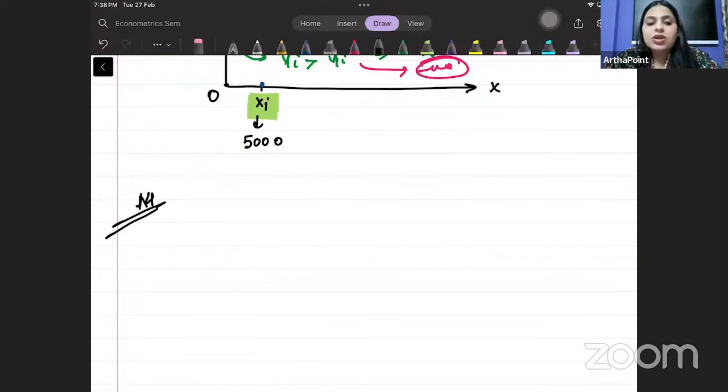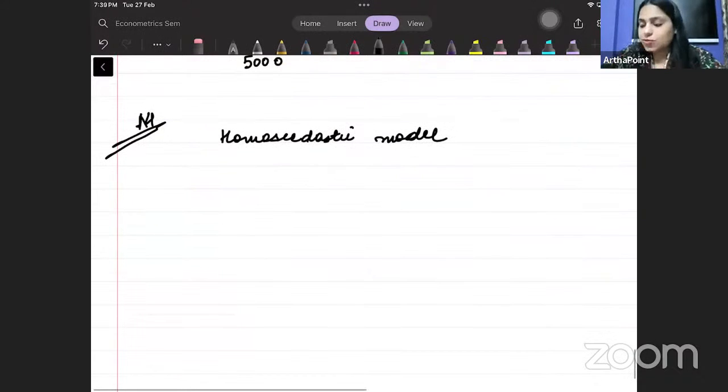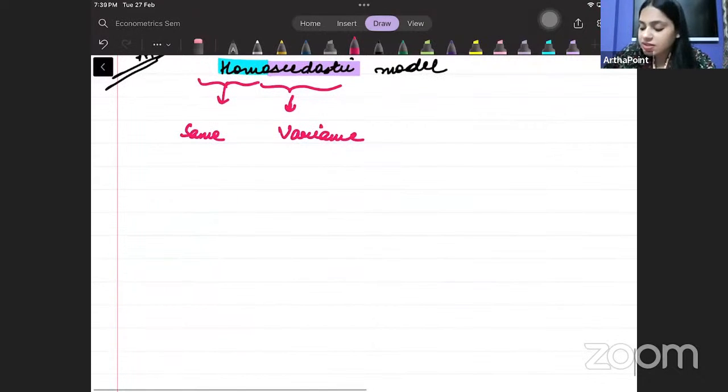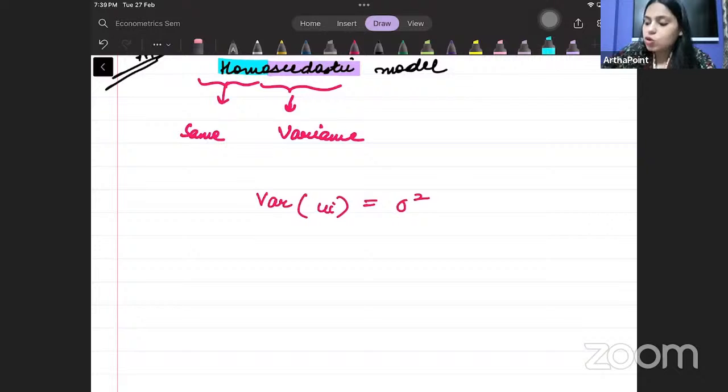Assumption number 4. The next assumption that we have about this model is called the homoscedastic model. Okay, beta, try to understand this thing. See, homo means same. Scedastic means variance. So when I say homoscedastic, we mean equal variance. What is this assumption saying? This assumption says that the variance of the error terms is assumed to be constant. We assume that the variance of our error terms will be constant.